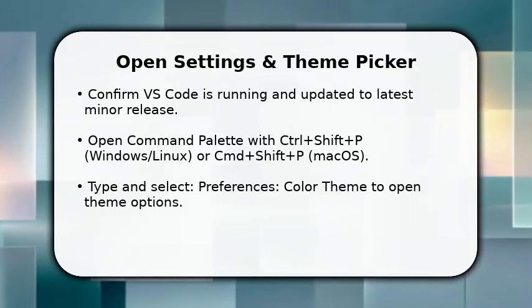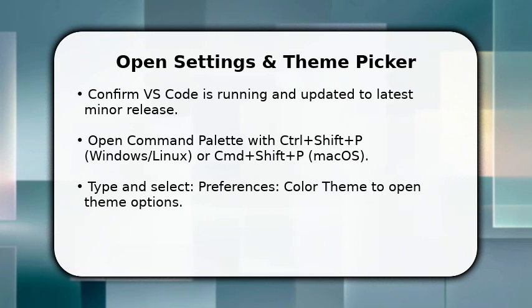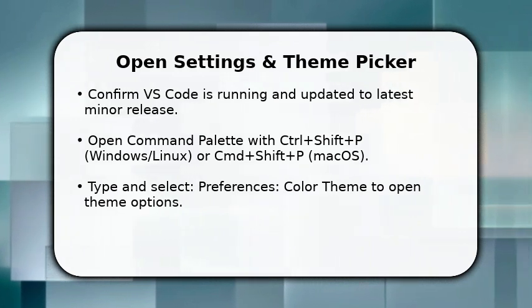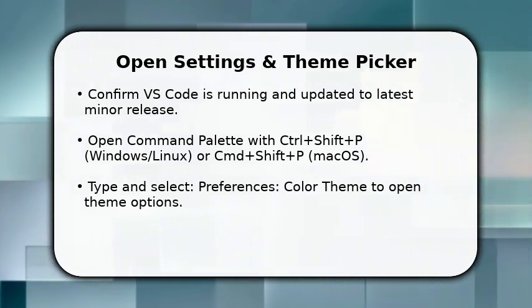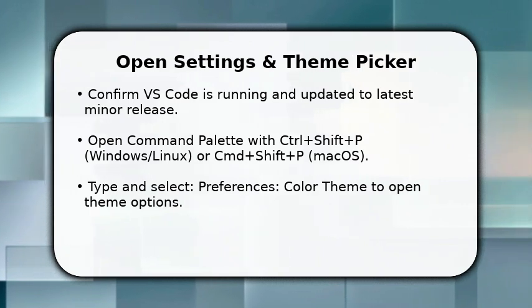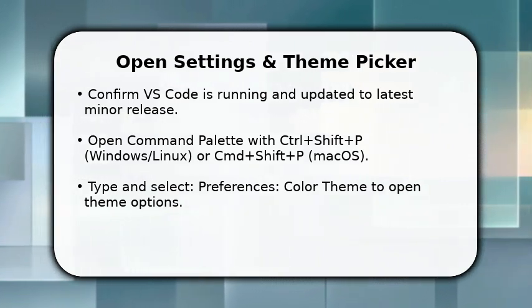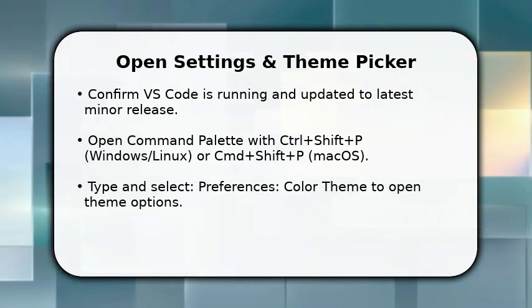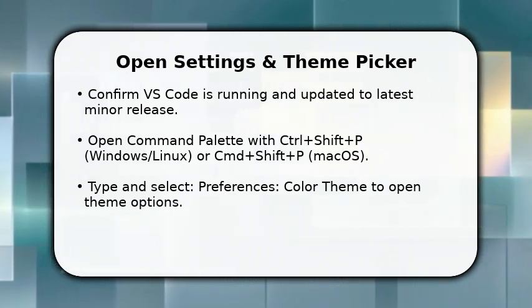You start by opening VS Code and invoking the command palette with Ctrl plus Shift plus P or CMD plus Shift plus P. This gets you straight to theme controls. Once the palette appears, type Preferences, Color Theme, and press Enter to reveal the built-in theme list. You do this now because the color theme selector switches modes centrally, avoiding extensions.